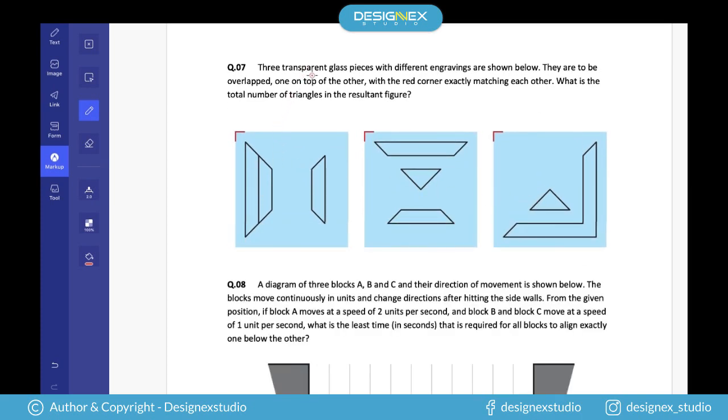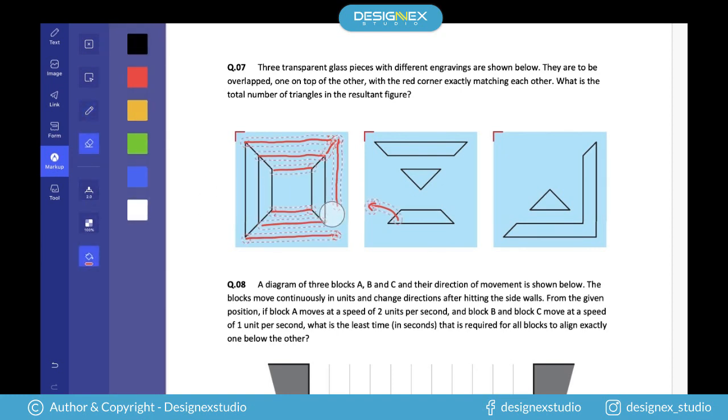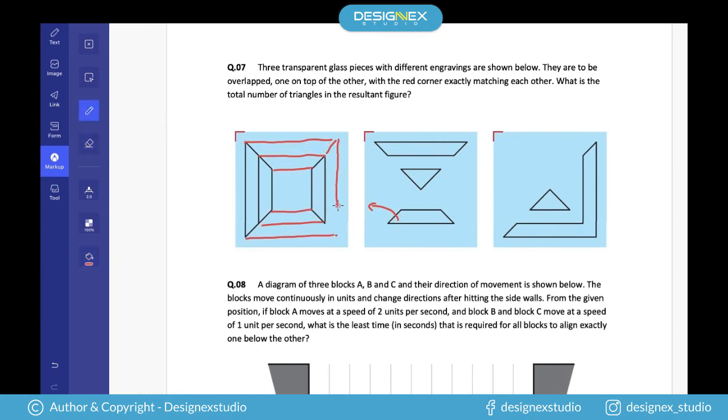Okay, the seventh question, two transparent pieces are given. If I superimpose this, that will make a complete sort of a figure where I have all these matching. If you try to pick this and transfer it here, it will make a whole figure like this. This one would not be there, and this one will be there.